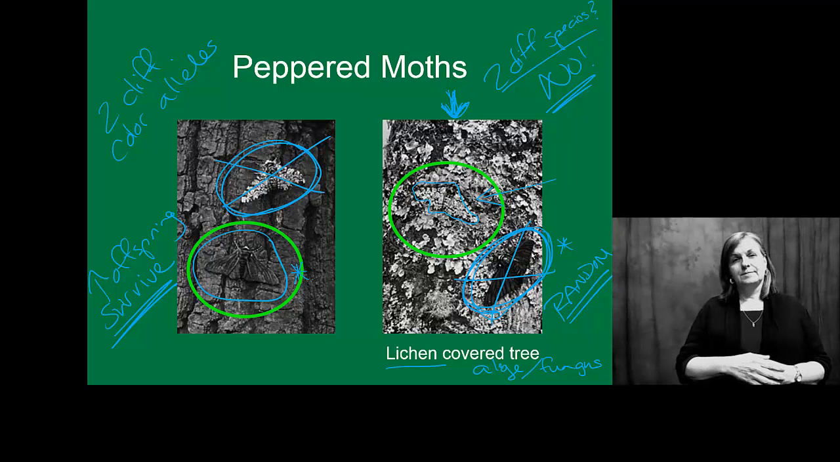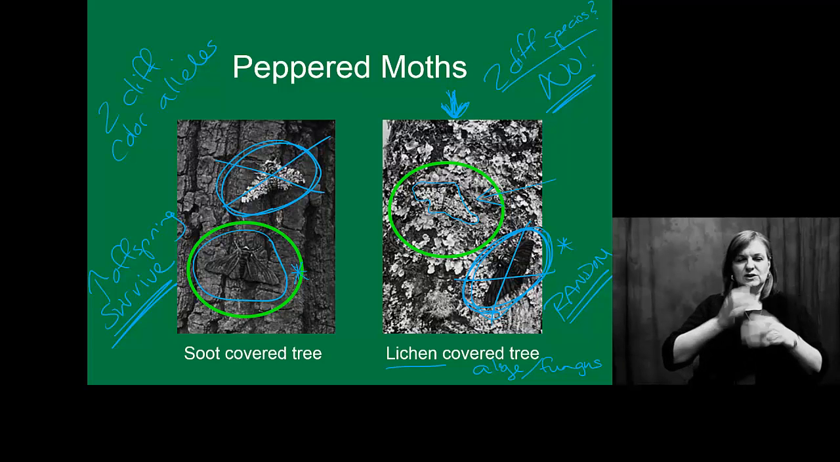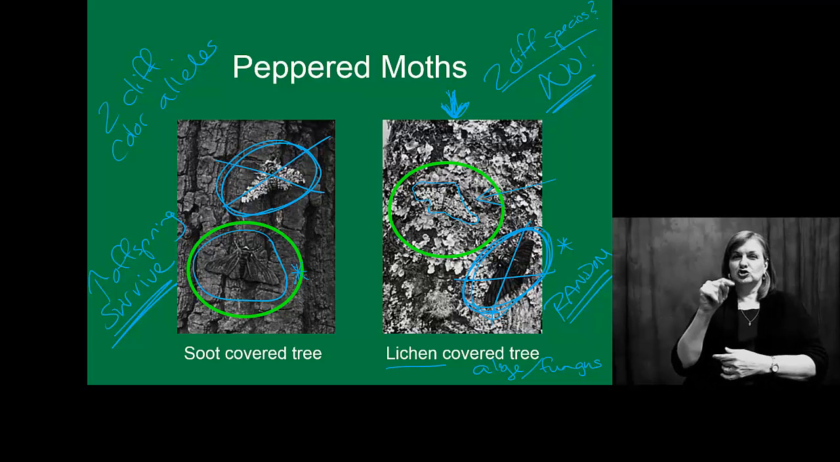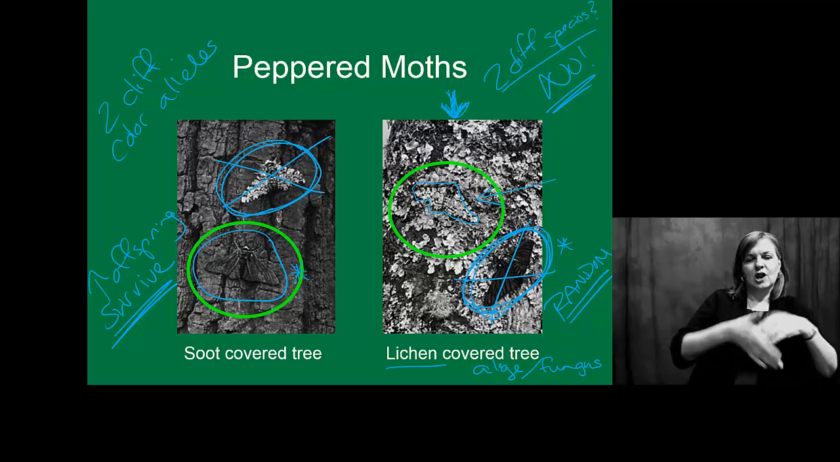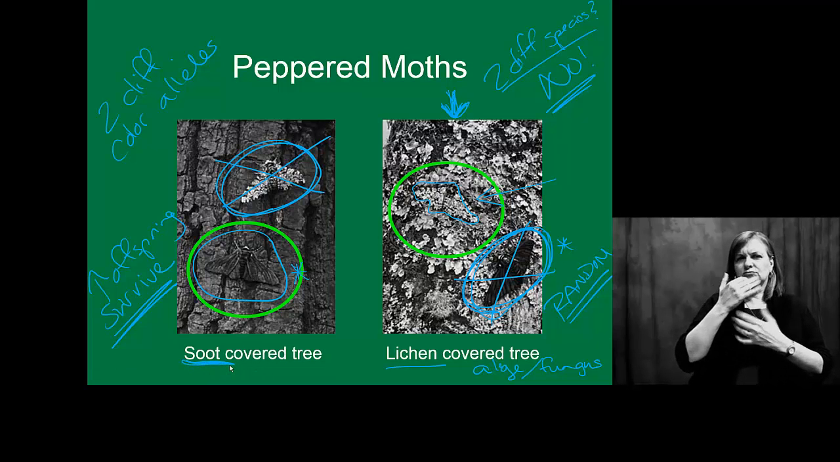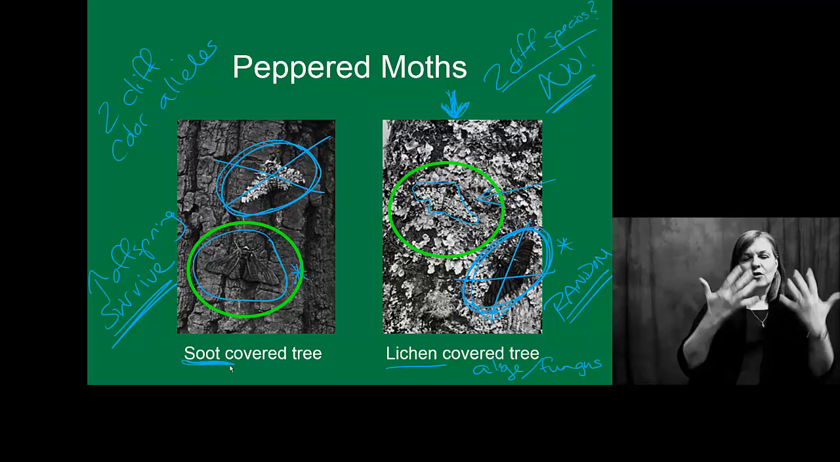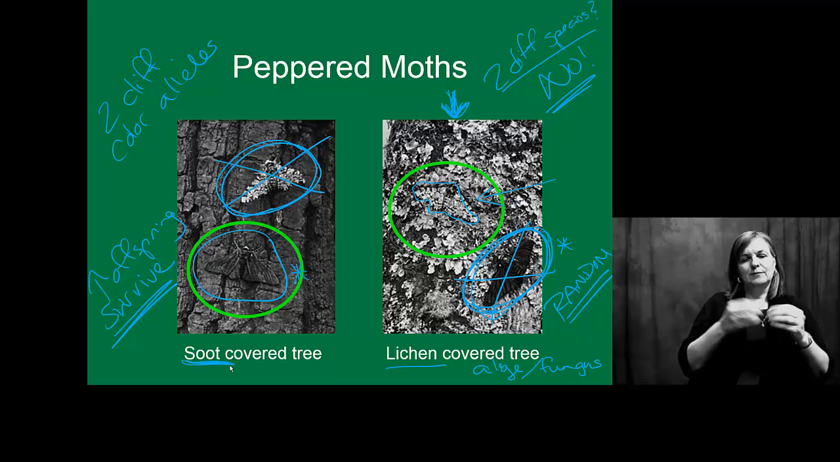It actually is because the Industrial Revolution produced enough soot and debris in the air that it settled on the trees and covered the lichen. So this soot has actually changed the environment for these moths. Now the other color pattern will become more prevalent.